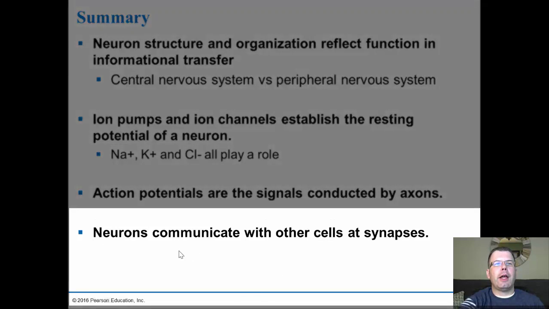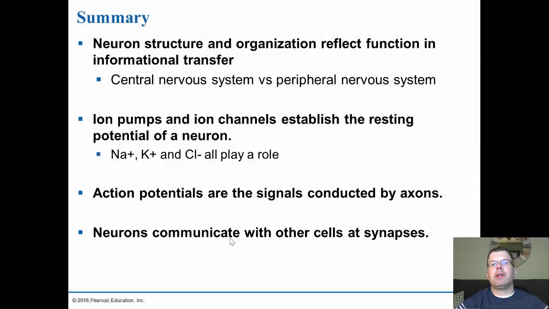Then when we looked at it, the neurons communicate with other cells at the synapses, where the action potential causes the neurotransmitter to be released. Depending on the type of neurotransmitter, you can have excitatory synapses or inhibitory synapses, depending on the chemicals released. So you can either excite and stimulate another action potential, or inhibit an action potential from actually occurring.